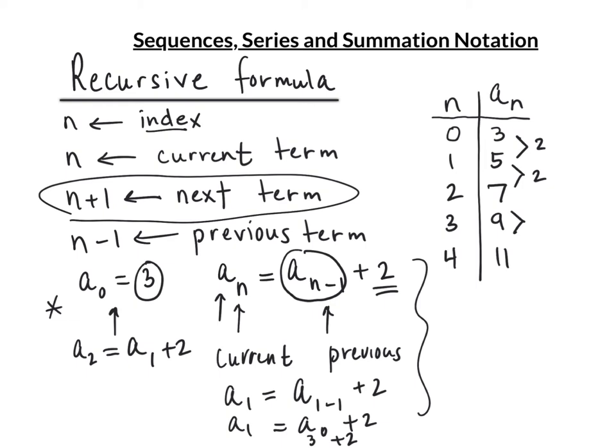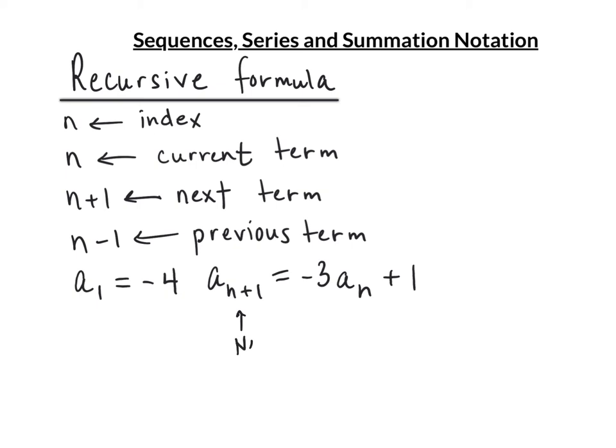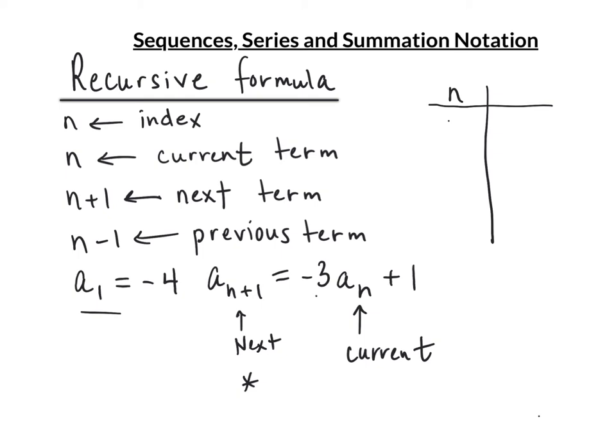In this case, a sub n plus 1, that's the next term, is equal to negative 3 times a sub n, which is the current term, plus 1. Essentially, to get the next term, I'll take the current term, multiply it by negative 3, and add 1, and that'll give me the next term. Let's make a table, see what that looks like. I know a sub 1, my first term, this is my n, a sub 1. So this is when n is 1. It's negative 4.